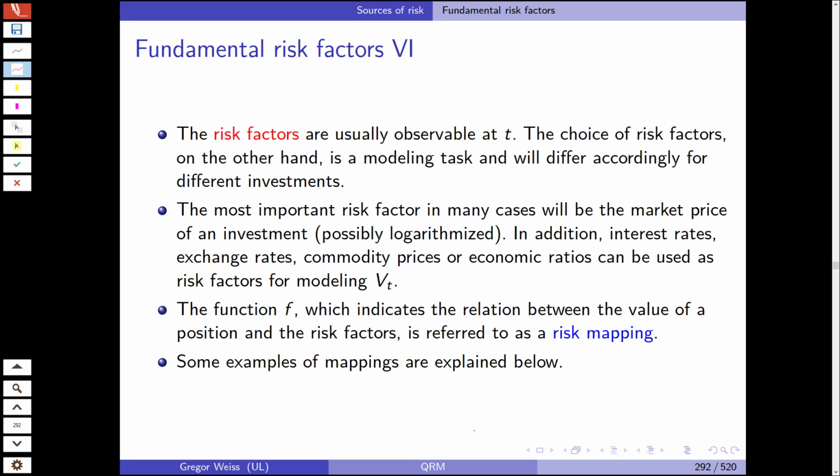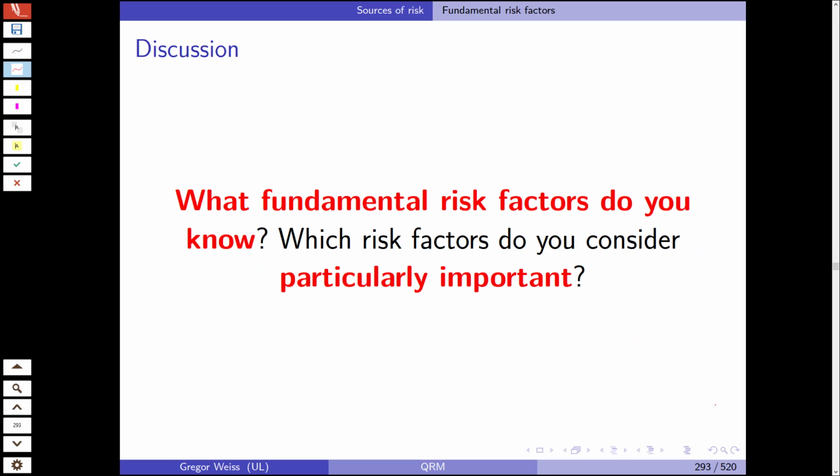Again, in the future, they are not observable. In the case of a stock investment, for example, market prices will be very relevant, but it could also be interest rates, exchange rates, commodity prices, economic ratios. All these risk factors can be used to model the future value and thus the future losses from this position. The choice of the function f is heavily dependent on what we call risk mapping. This is the process of coming up with a model that tells you how these risk factors interplay and lead to a given loss in this position. We'll see some examples of risk mapping below.